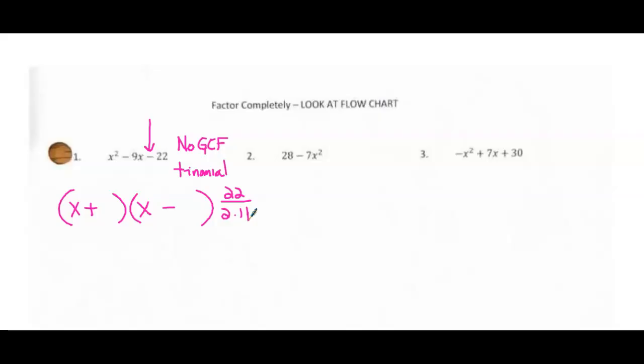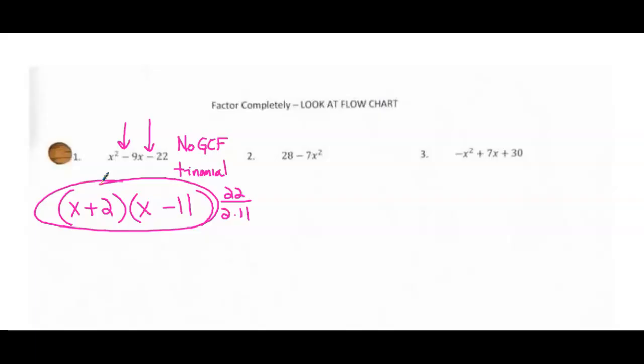Now, we talked about some things, how to know where to put the bigger number, because when the middle term is negative, you want to put the minus or the negative with the bigger number. So, -11, +2 gives me a -9, and there's the first one.